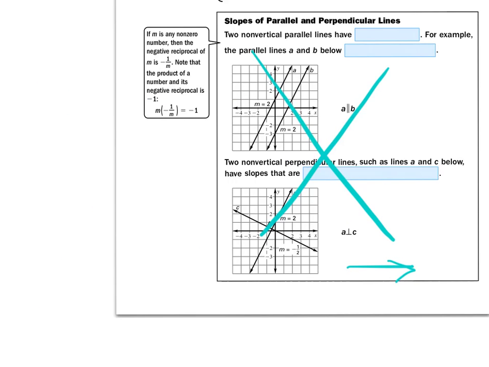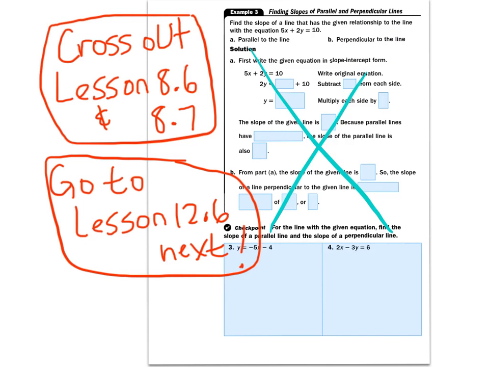Okay, go ahead and lightly cross out this page. But what I'd like you to do is write the slope-intercept form y equals mx plus b on this page. Okay, and go ahead and lightly cross out example 3, and then I want you to please write that you're going to cross out lesson 8.6 and 8.7. We don't cover that, but I want you to get ready to go to lesson 12.6 next.